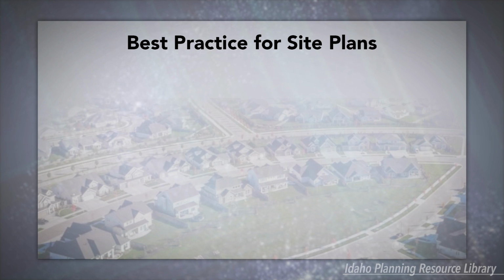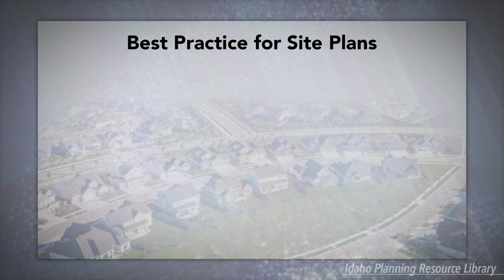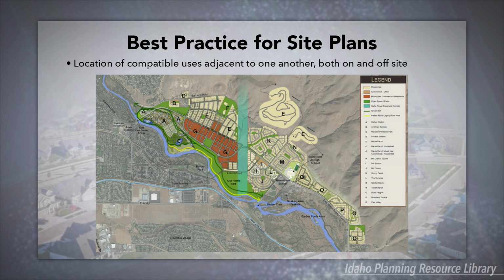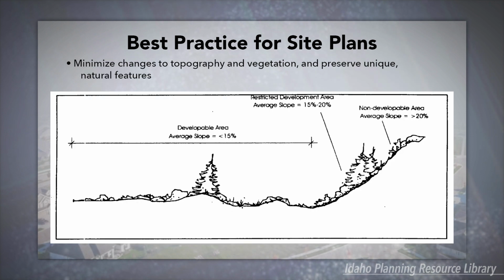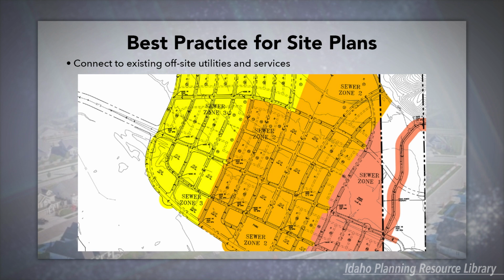Some best practices that should be considered in the ordinance and reflected on a site plan include the following: location of compatible uses adjacent to one another, both on and off-site. Minimize significant changes to topography and preserve unique natural features. Provide for pedestrian and bicycle connectivity. Connect to existing off-site utilities and services to minimize the demand for additional municipal services, utilities, and infrastructure.